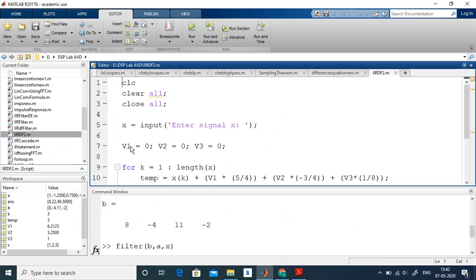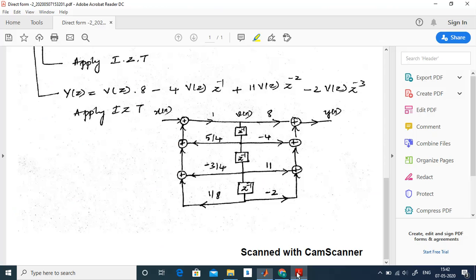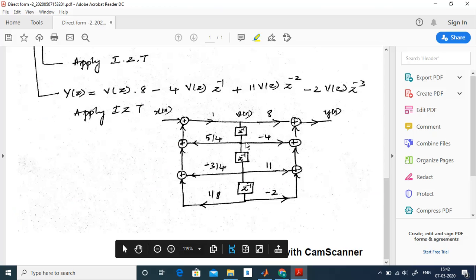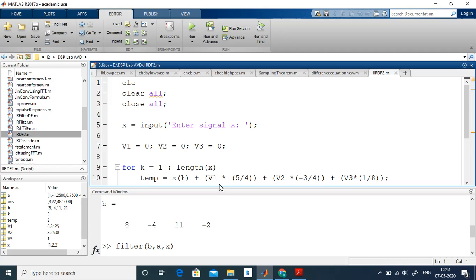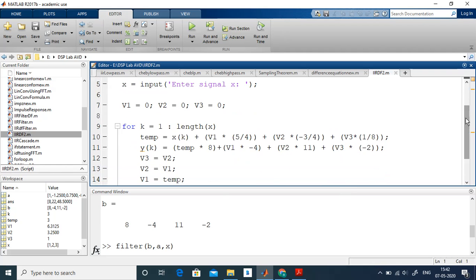Initially V1, V2, V3 will be 0. That is these values. I assume that here I'll get V1, here V2, V3, and here it is temp. Now I should pass the input signal one at a time. So for k is equal to 1 till length of x. What is x? Input. Temp is equal to... So here temp is nothing but V of n.